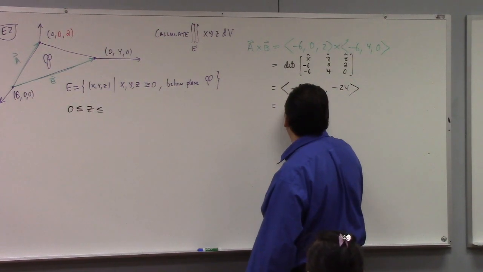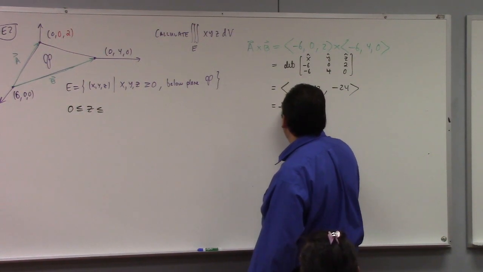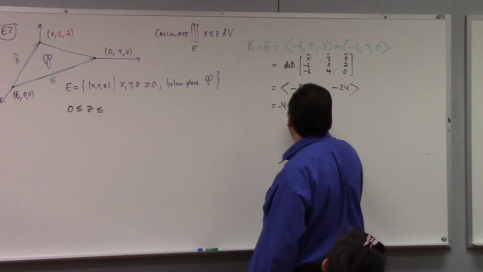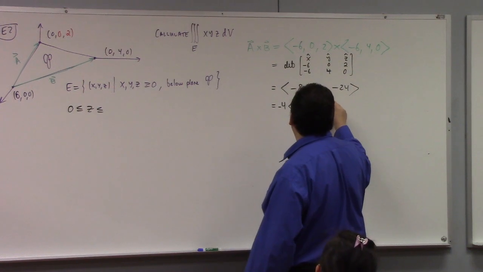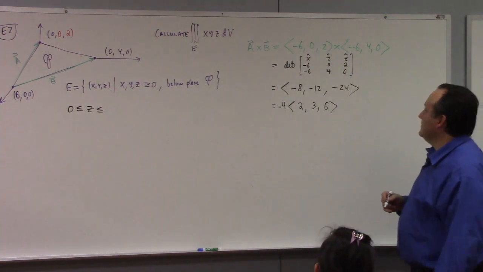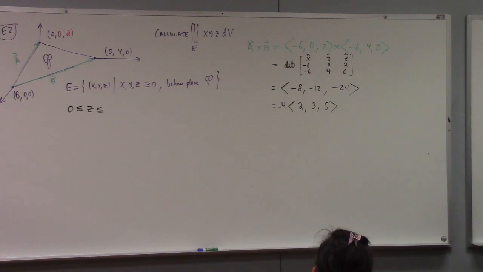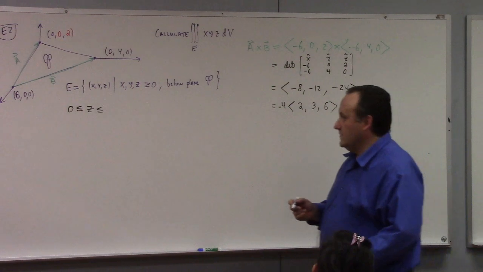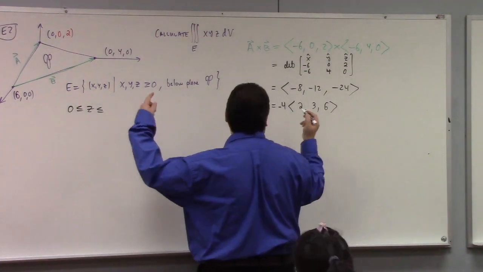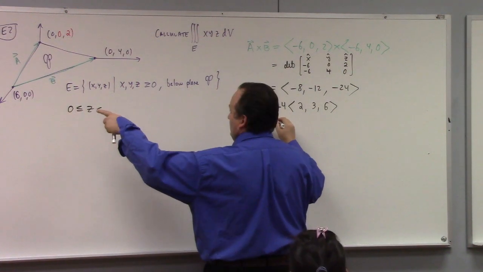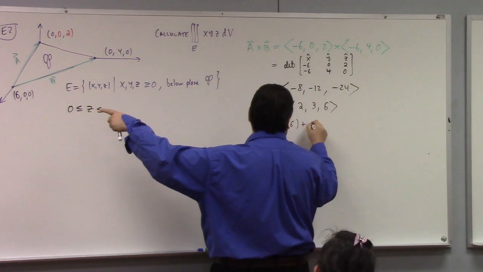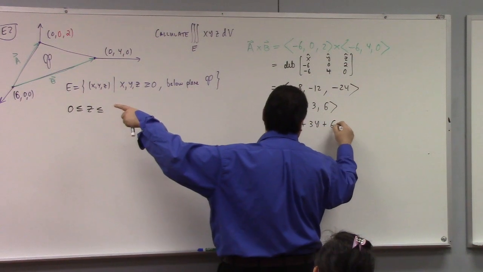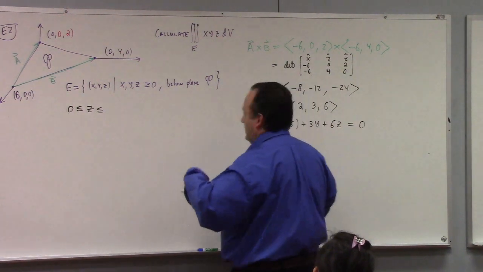Let's factor out a minus 4, and minus 4 would give me 2, 3, 6. I'm going to use 2, 3, 6 as the normal because it's less weird. And what's my equation? Well, pick any base point you like. I'll use 6, 0, 0. So 2 times x minus 6 plus 3y plus 6z equal to 0. There's the equation of the plane.